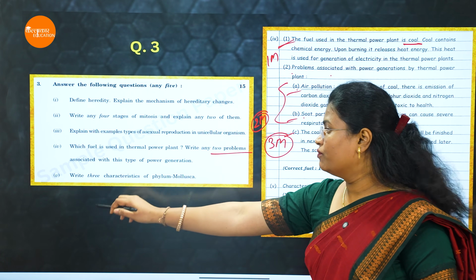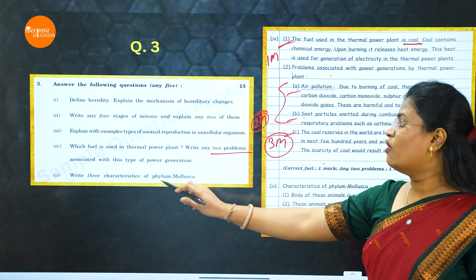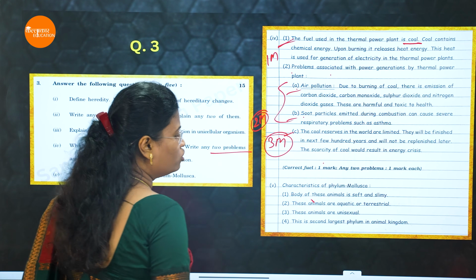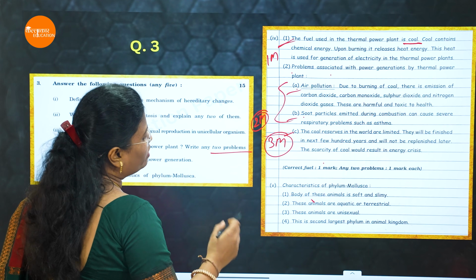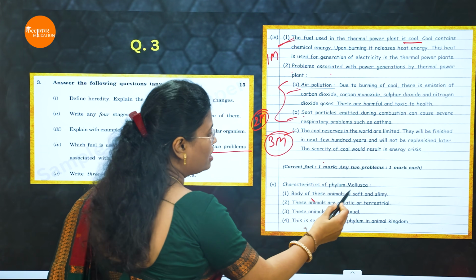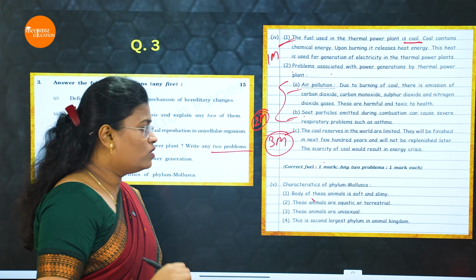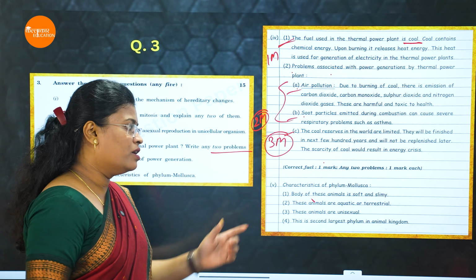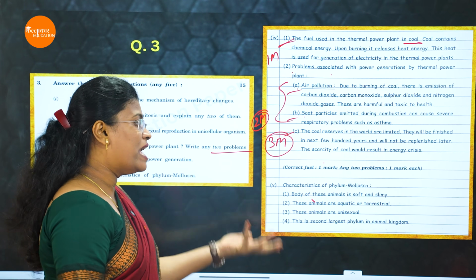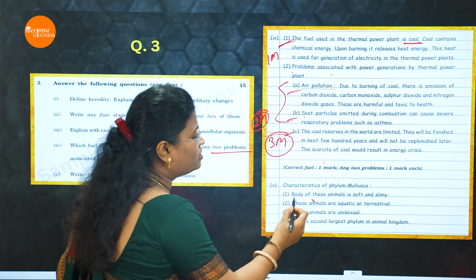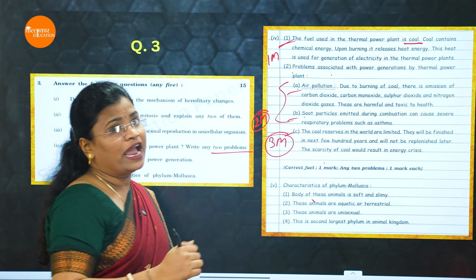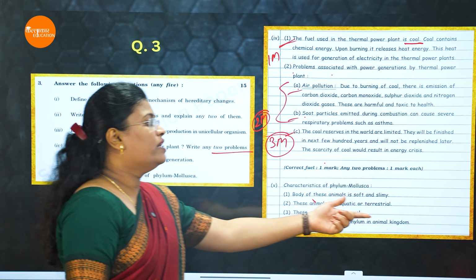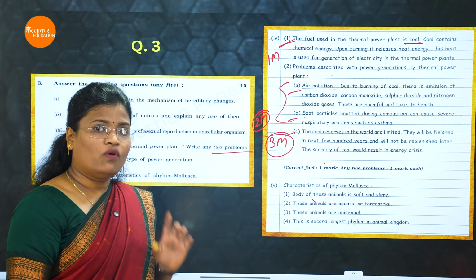Question number 5. Write 3 characteristics of the phylum Mollusca. Fifth answer, characteristics of phylum Mollusca. First characteristic you can write is the body of this animal is soft and slimy. As we know that these molluscans are invertebrates, they don't have vertebrae, so the body will be soft and slimy. Second point you can write is these animals are aquatic and terrestrial. Aquatic means the animals can live in the water, and terrestrial means the animals which live on the land.